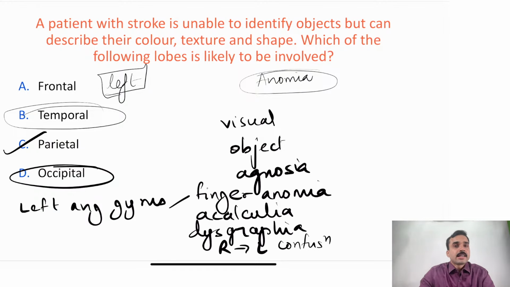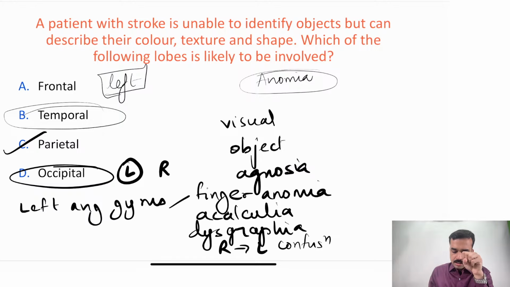It's a very good indicator that the person has an aphasia, has a cortical problem, but exactly where, it's not a very good localizing feature. So it depends on what the question exactly was. If the person could not identify even the other features like color, texture and shape and couldn't name it, then it becomes visual object agnosia, which means the lesion is in the occipital lobe. The dominant left occipital lobe lesion will produce visual object agnosia.